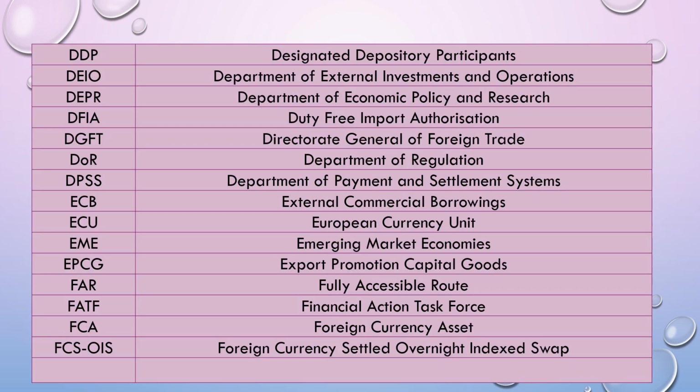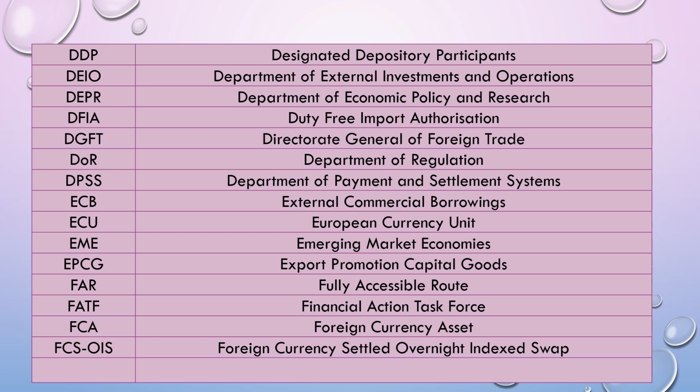DDP, Designated Depository Participants. This refers to custodians of securities who are registered with the SEBI, Securities and Exchange Board of India. Prominent banks such as Axis Bank, HDFC Bank, JP Morgan Chase Bank, etc. are designated DPs, depository participants.